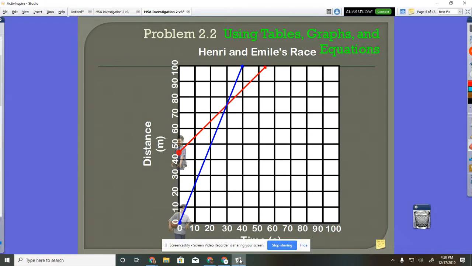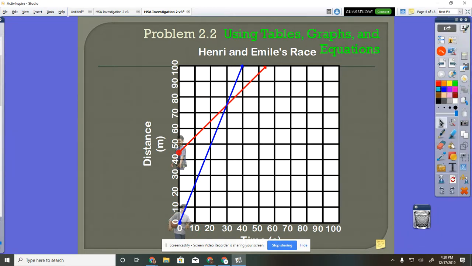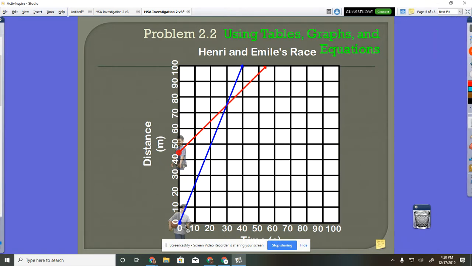All right, so in order to get the homework done tonight, you needed to get to the graphing part of the classwork. So this is my version of the graph for Henry and Emil. And on this graph, we've got Henry as the red line. He is the non-proportional linear relationship because he is not starting at 0, 0. And then we have Emil, which is down here on the blue line, and he is the proportional relationship.